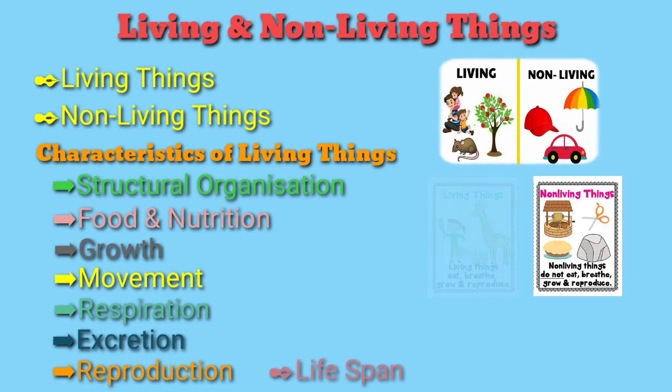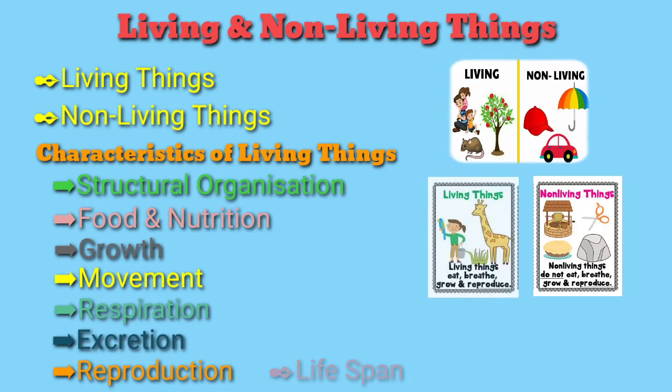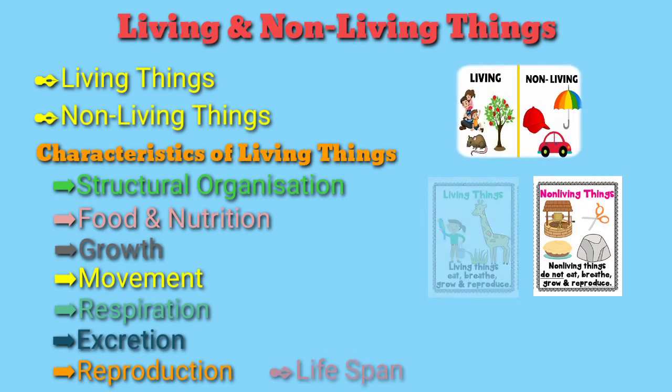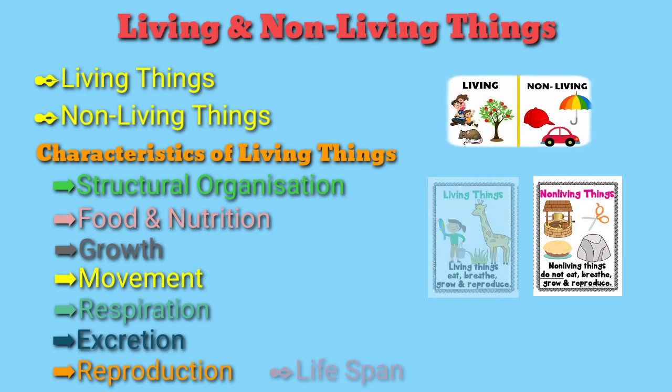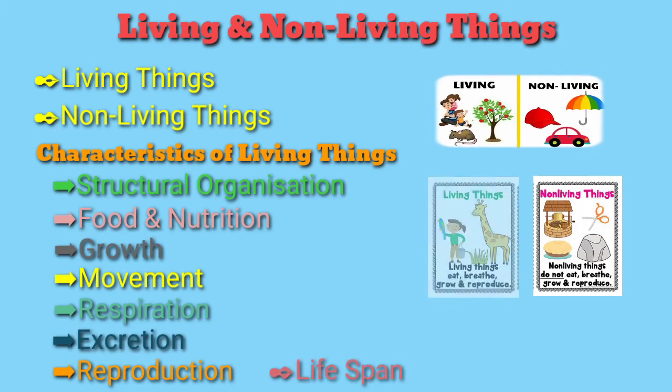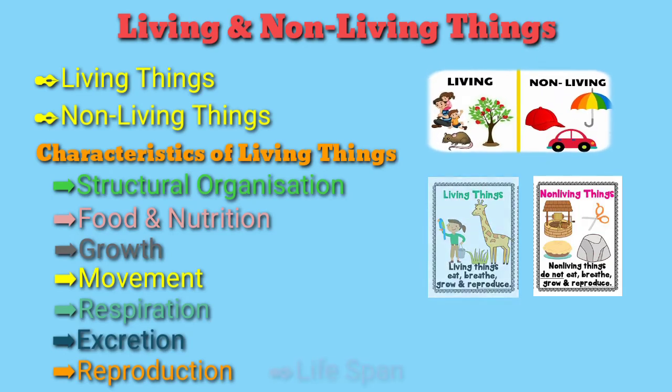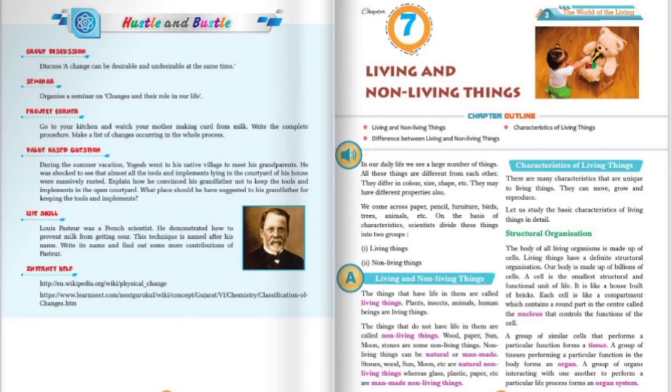So basically in this chapter we are going to study the basic characteristics which are shown by the living things. Although the chapter is about living things and non-living things, we are going to study in detail about the living things. Got it? So here you have your chapter 7, Living and the Non-Living Things.